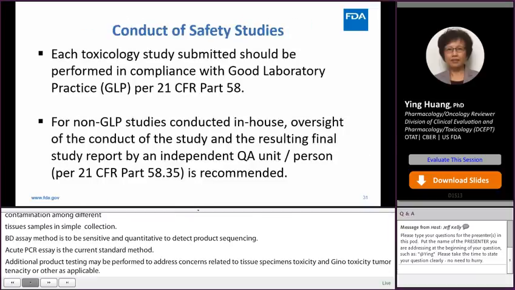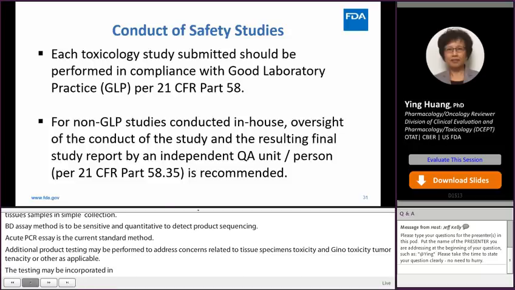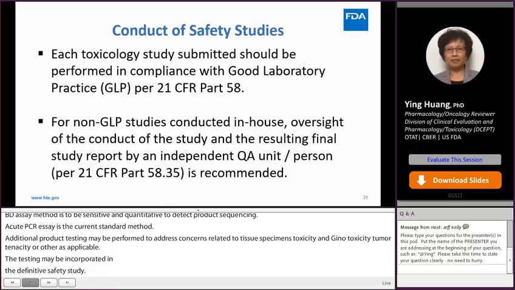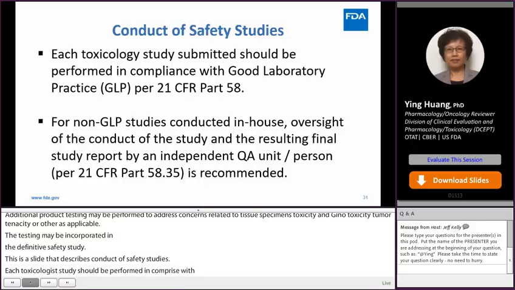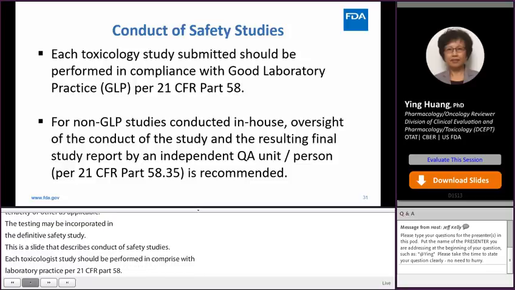This slide describes conduct of safety studies. Each toxicology study submitted should be performed in compliance with good laboratory practice per 21 CFR Part 58. For non-GLP studies conducted in-house, oversight of the conduct of the study and the resulting final study report by an independent QA unit or person per 21 CFR Part 58.35 is recommended.